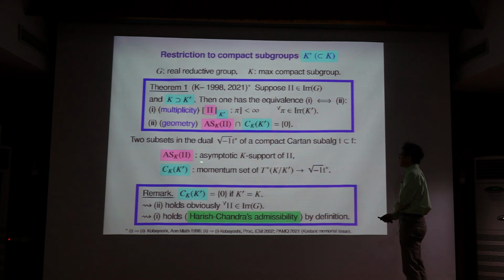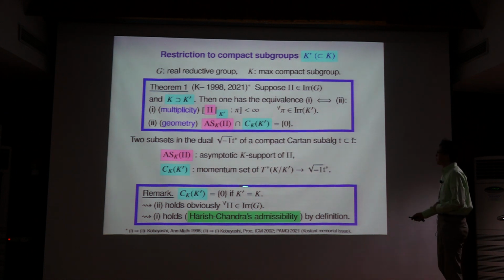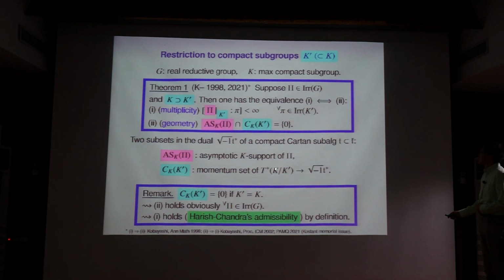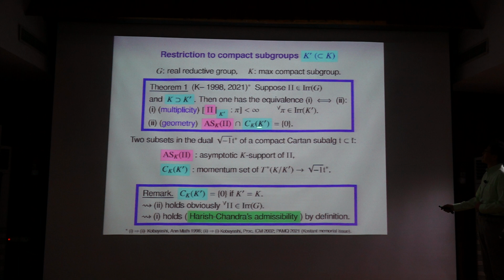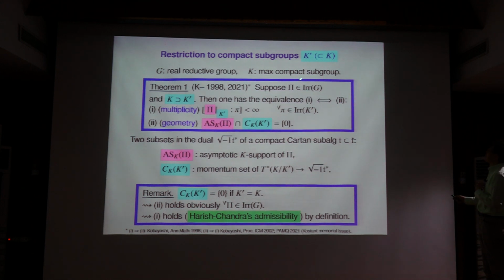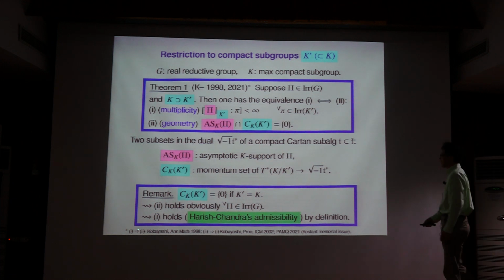A simple remark is that when K prime itself is a maximal compact subgroup, then for the second condition, we look at this one, and this is a single point, and so the moment set is trivial. So this is 0, and this condition is automatically satisfied. So in this case, this says that pi is, in the usual sense, admissible. But we don't give any proof because in the definition of this Z, we already assume the admissibility. So this is just a remark.